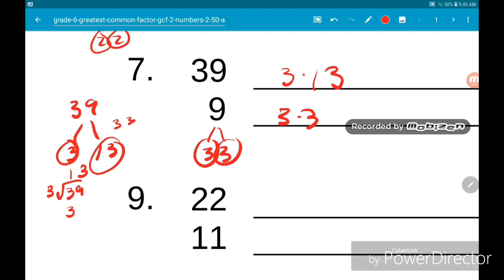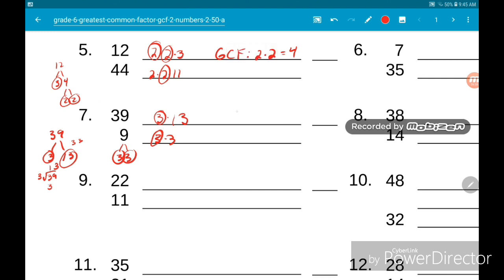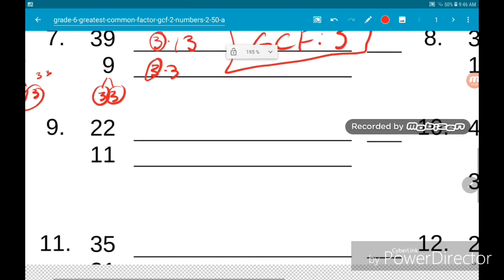What numbers do they have in common? Well, they have 1 and 3, and that's it. The 9 doesn't have 13. So the greatest common factor is 3. People are going to get confused. They're going to put the greatest common factor is 9 or 6 or something. It's just the biggest number they have in common.